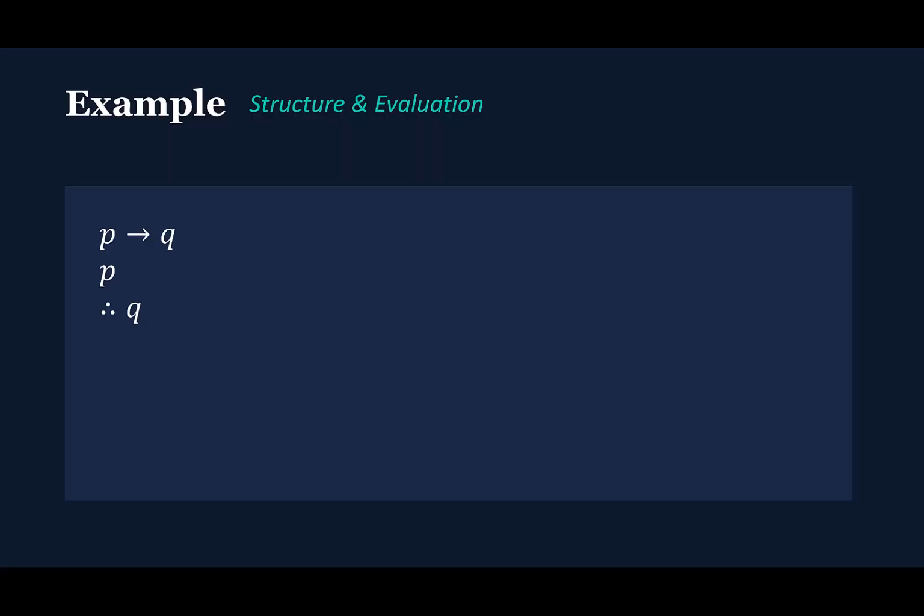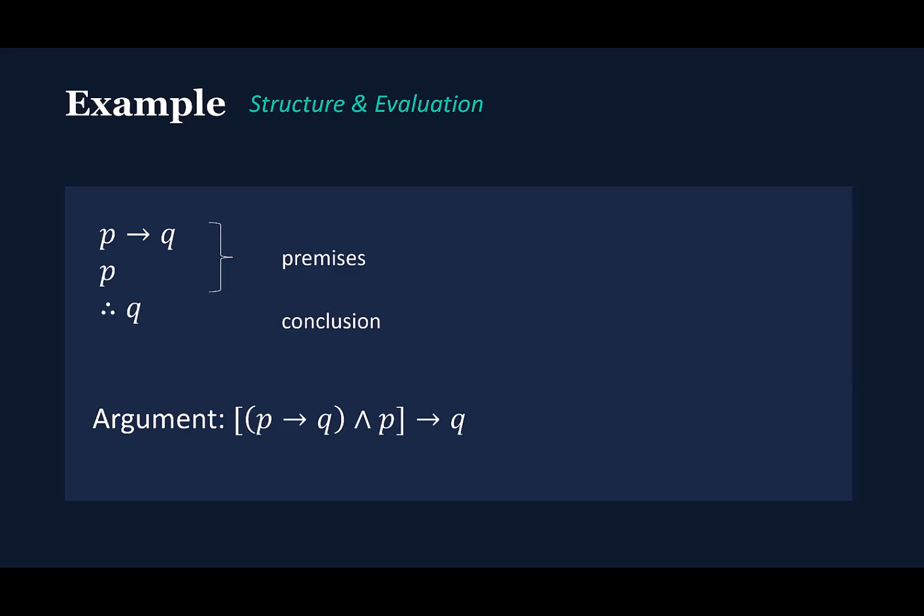Let's start with a simple example so we can build on structure and evaluation of arguments. I have P implies Q, P, therefore Q. The P implies Q along with the P are the premises. The Q is the conclusion. The premises are joined together with the connector AND. Then they imply the conclusion. For this argument, we would have P implies Q and P implies Q.